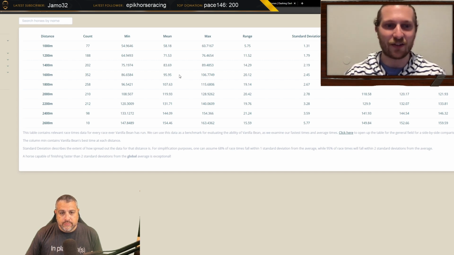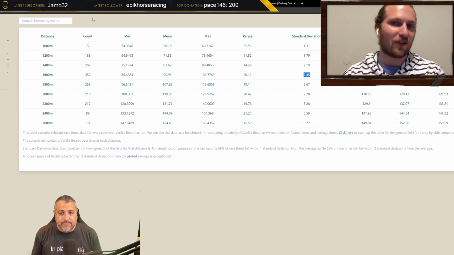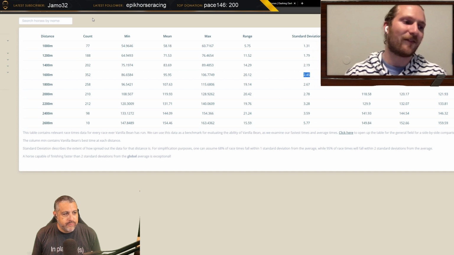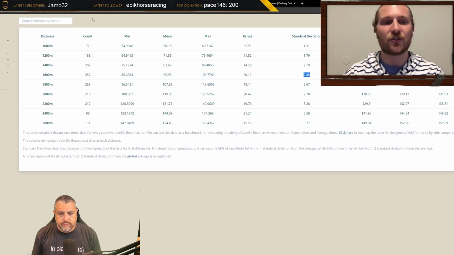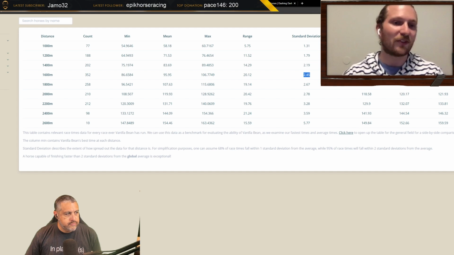But her standard deviation is probably double the general population. 2.45 is what hers is at that particular distance. This is what gives it that U-shaped pattern. If you see something with a high standard deviation, then that horse's maximum speed potential is extremely high, but its minimum speed potential is also really low. So you shouldn't be surprised if you see Vanilla Bean get smoked by a whole 7 seconds. It's happened before. It's disheartening, but it happens. But she's also beat people by 7 or 6 seconds before, and that's because of that standard deviation.